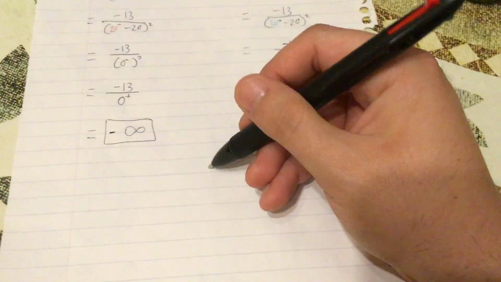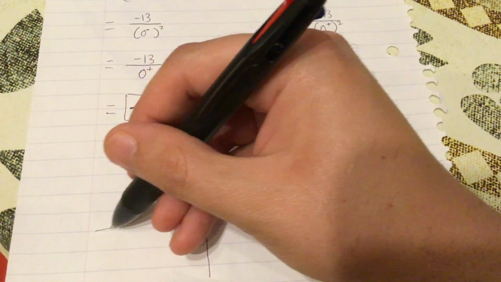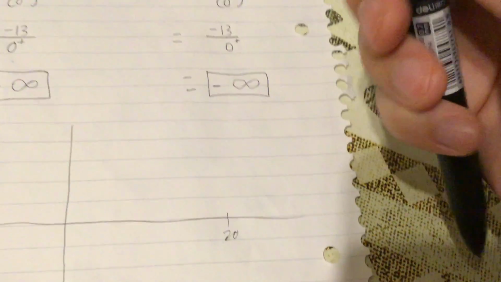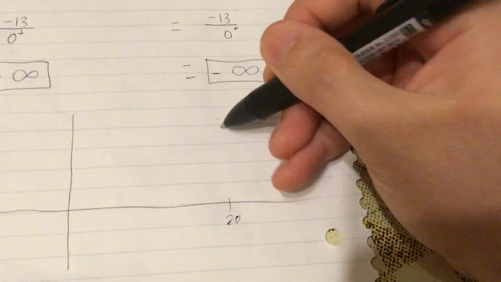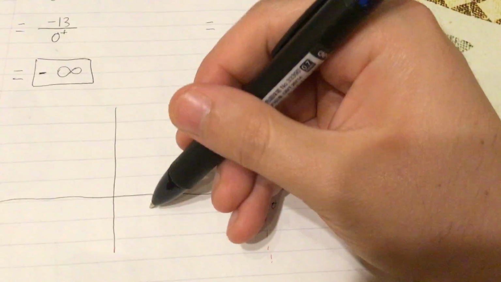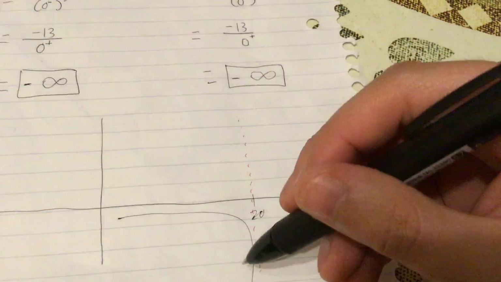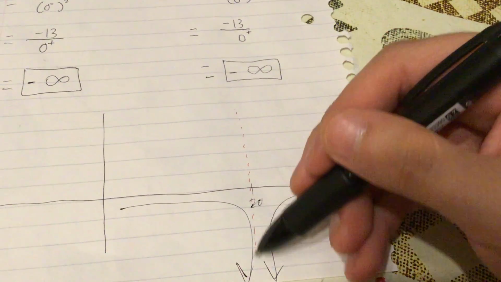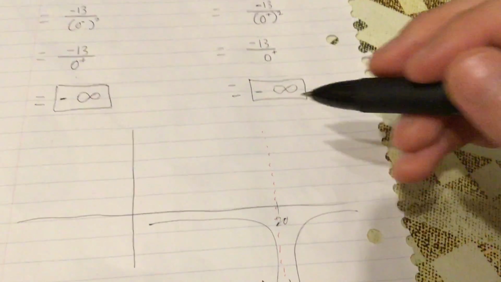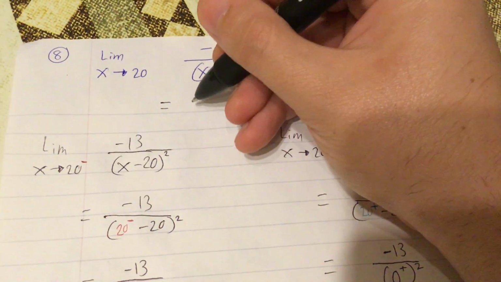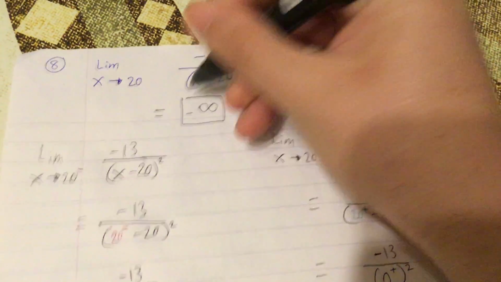So if I were to draw just a rough version of the graph, let's just put x equals 20 over here. I'm going to draw this imaginary dotted line. So as x approaches 20 from the left and right, the graph would look a little something like this. They both go down to negative infinity, even though they will never actually touch each other. The intent is that both of them go to negative infinity. So therefore, the limit as x approaches 20 of negative 13 over (x minus 20) quantity squared is negative infinity.